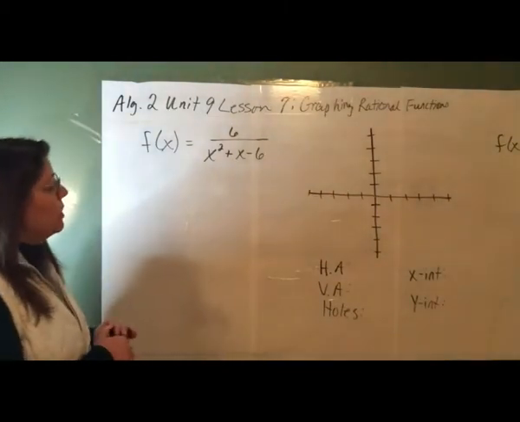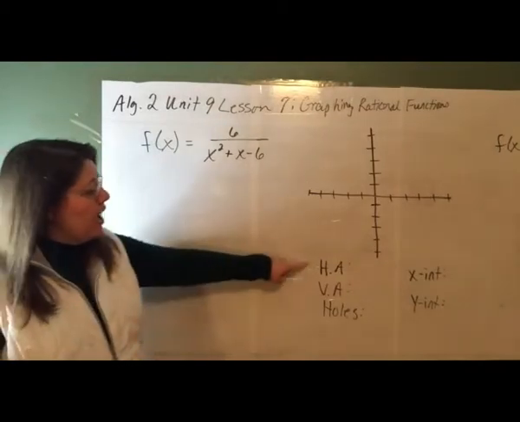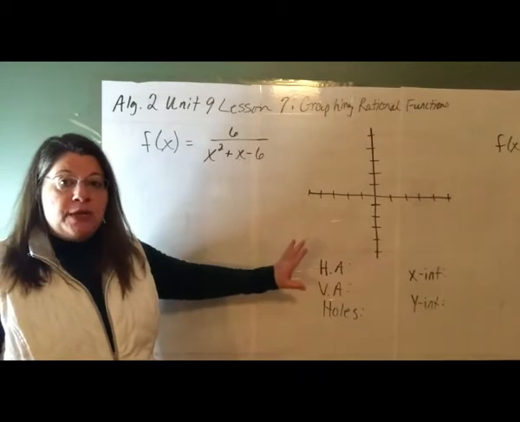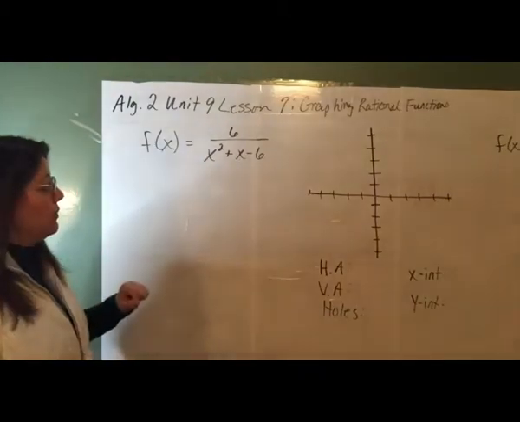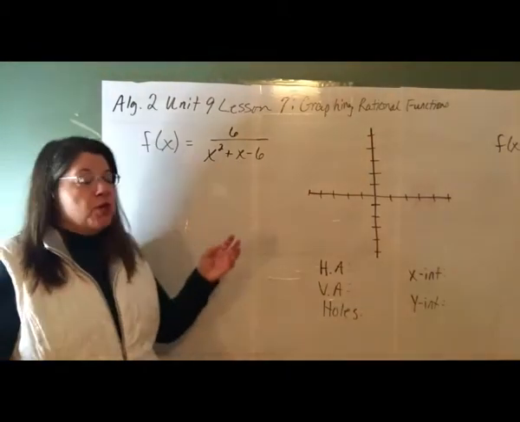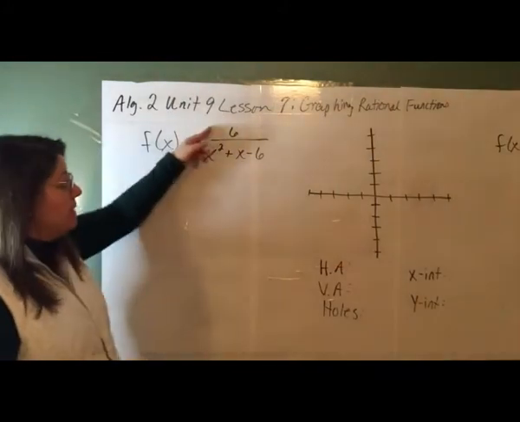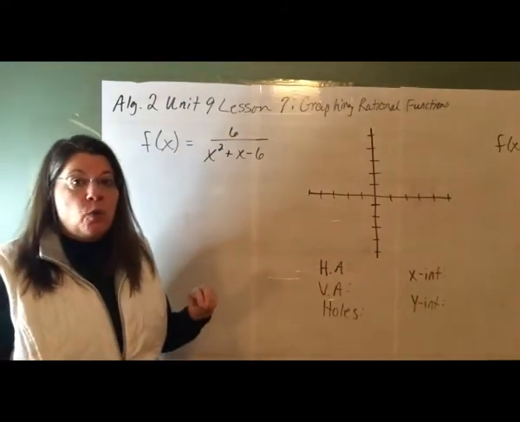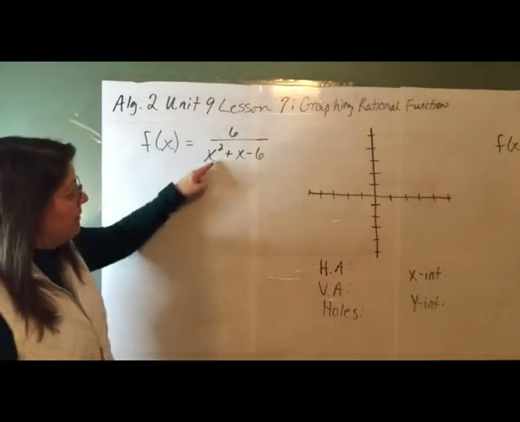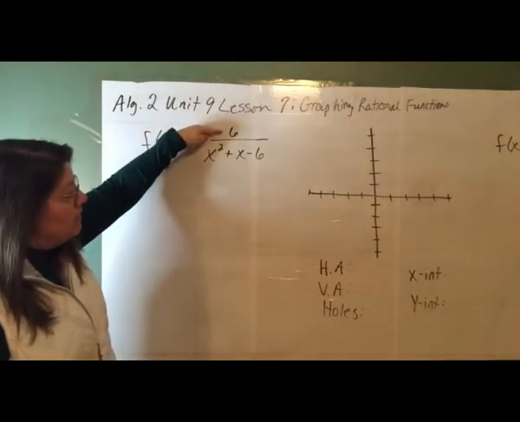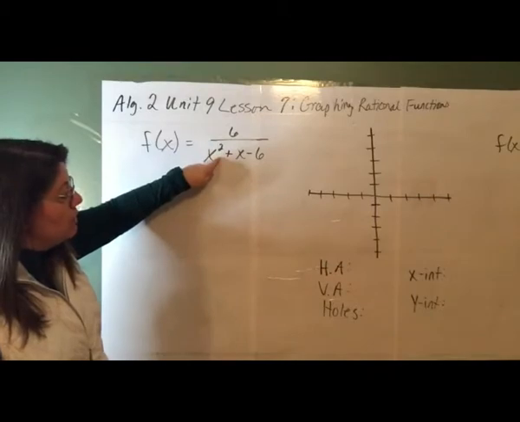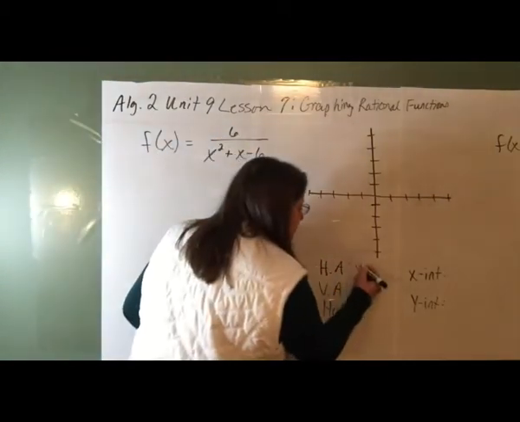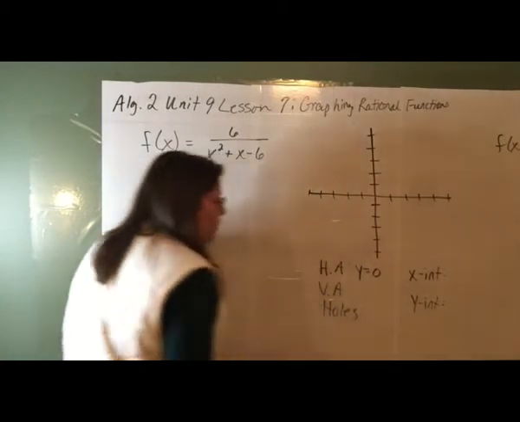To start this one off, the first thing I always do is find horizontal asymptotes, because you don't need to do any work really to find those. Remember, with horizontal asymptotes, if the degree of the top is less than the degree of the bottom, then your horizontal asymptote is y equals 0. And that's what we have here. The degree of the top is 0, the degree of the bottom is 2, so the top is less than the bottom, so our horizontal asymptote is at y equals 0.